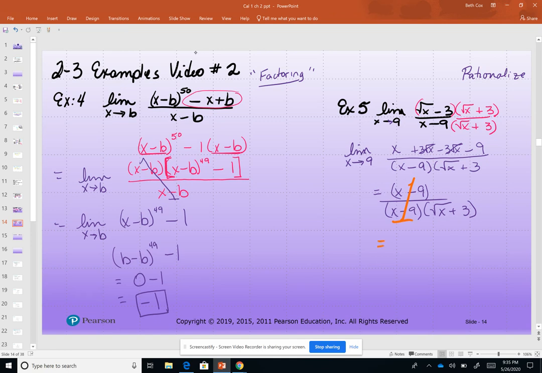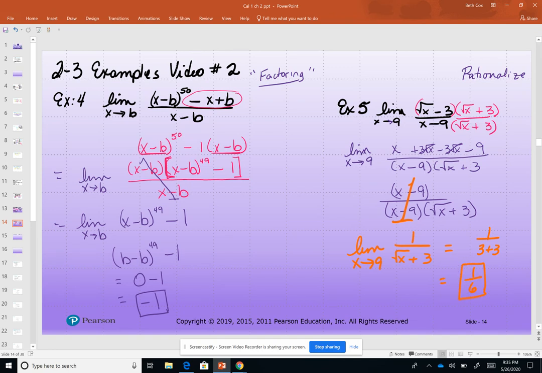And so now my simplified form is that. And so I'm going to take the limit as x goes to 9 of that. And I can plug in 9 in that case. So that gives me 1 over 3 plus 3, which is 1 over 6.